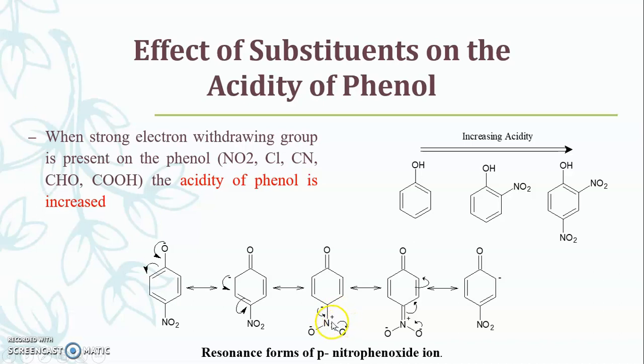Again, once these electrons are shifted to this oxygen atom, in this way this negative charge is continuously circulating from the benzene ring over to your nitro group when it is present at the para position, and due to which we can say this nitro group is also taking part in the resonating structure.